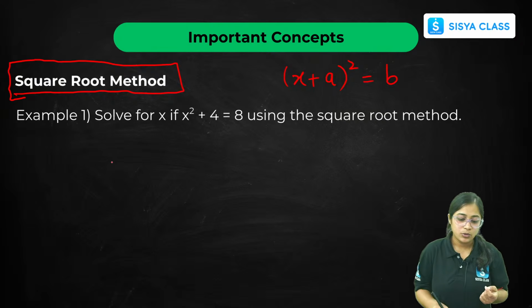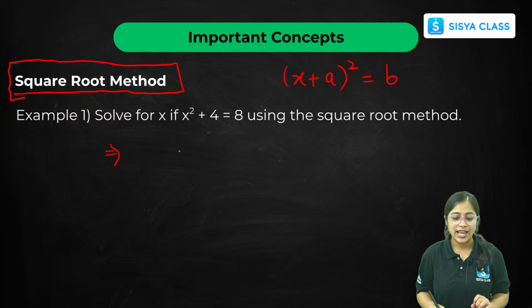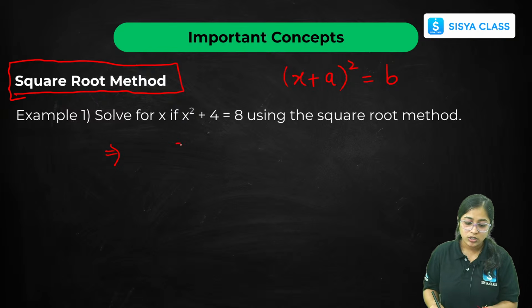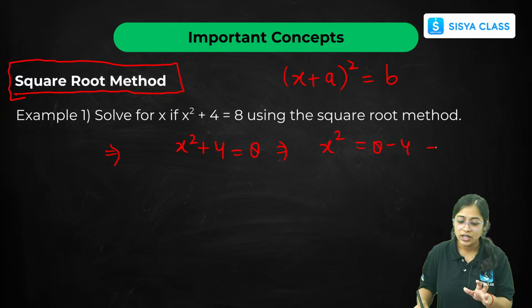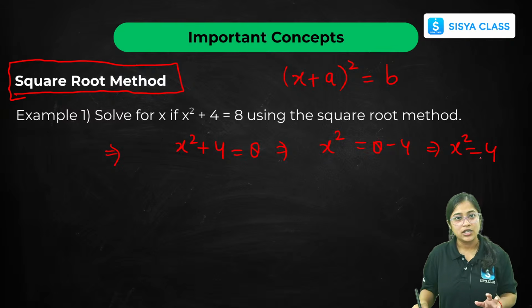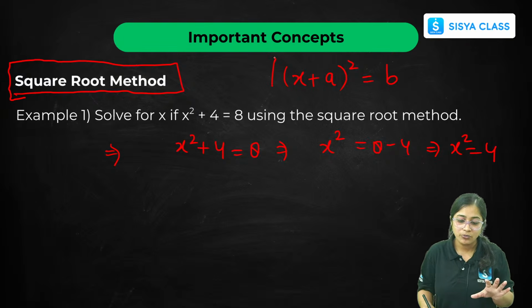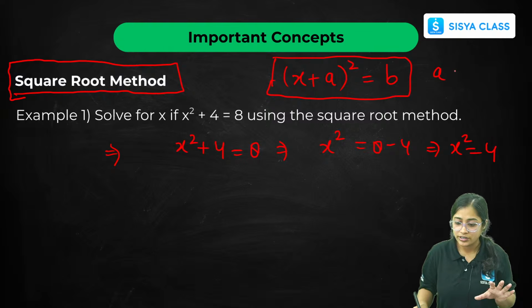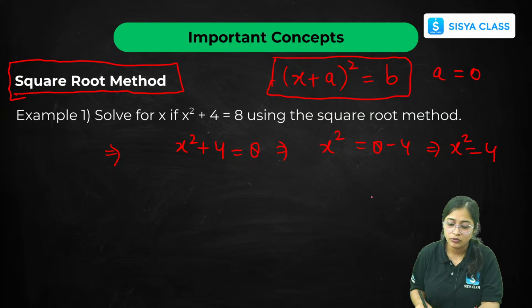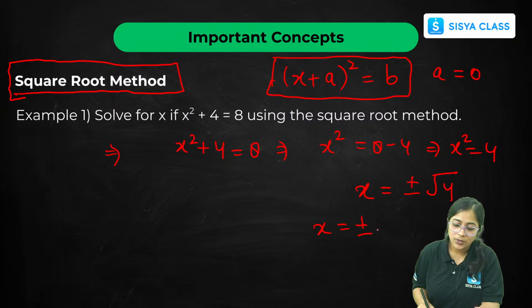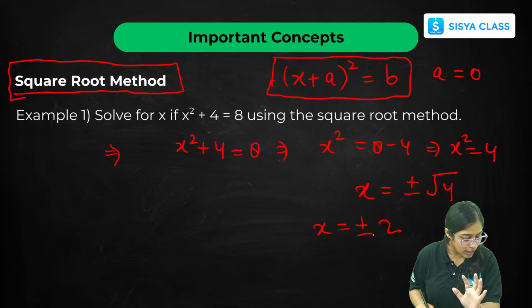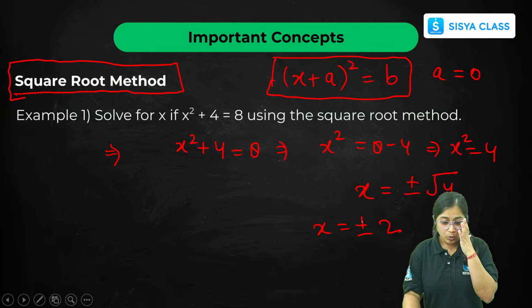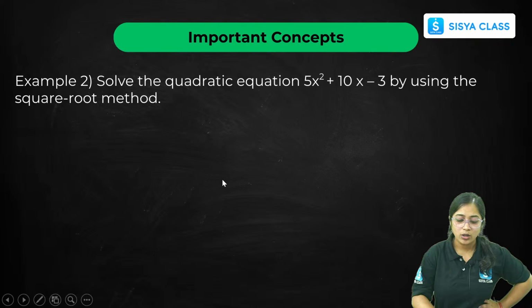Okay, so let's suppose I have this quadratic equation, x square plus 4 equal to 8, right? So from here, what is the value of x I will get? x square equal to 8 minus 4, that is x square equal to 4, right? So I have converted my equation in this form, where the value of a is 0 here, correct? Now from here just take the square root of 4. So x equal to plus minus square root of 4. So the value of x you will get plus minus 2, right? So there are two roots, that is plus 2 and minus 2. Okay. Now let's see one more example of this square root method.